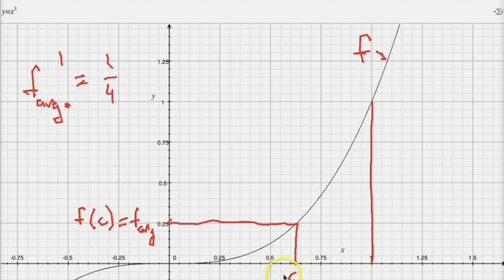We can calculate it, but it doesn't really matter. It exists. We can see it on the graph. And when you plug c into f, that's going to give us the average value. And so that's what the mean value theorem integral style tells us.